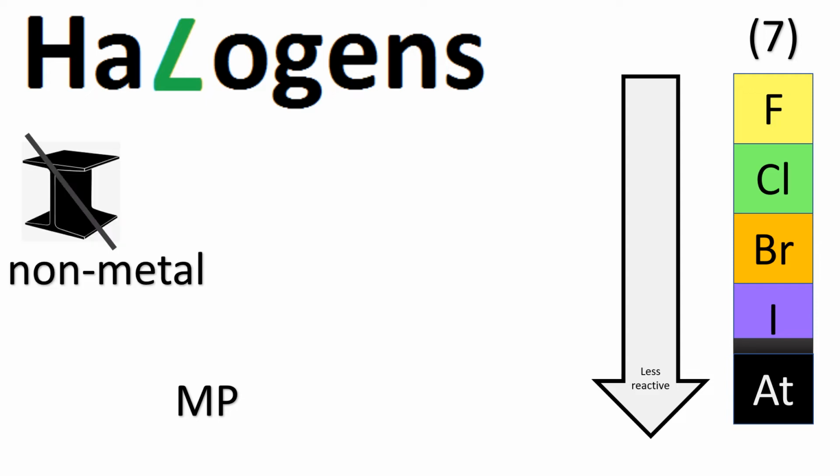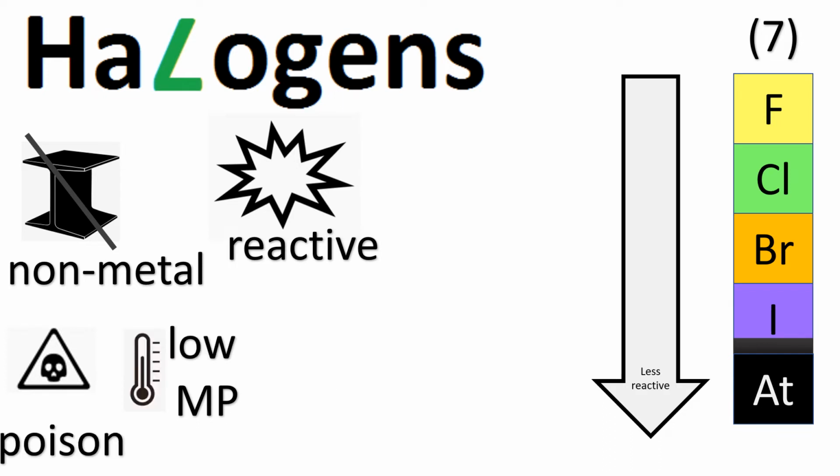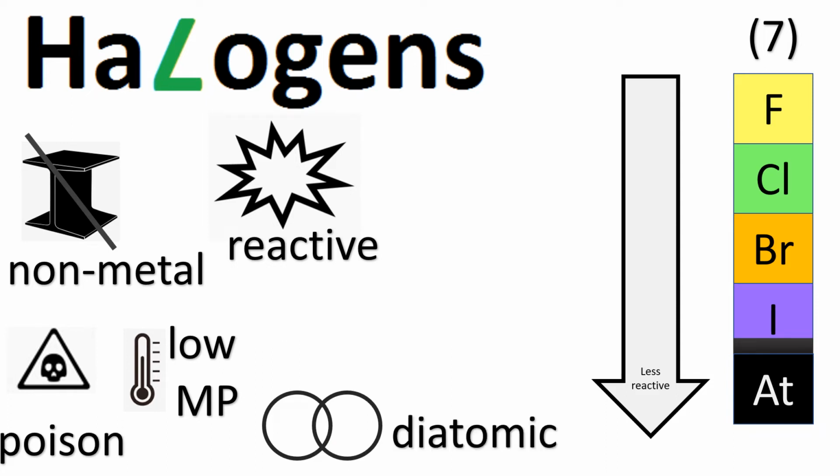We know that the halogens are non-metals. They are reactive because they have 7 electrons in the outer energy level. They need 1 more to become stable. They are poisonous and they have a low melting point. This symbol here meant that they were diatomic, which meant they always went round in pairs.